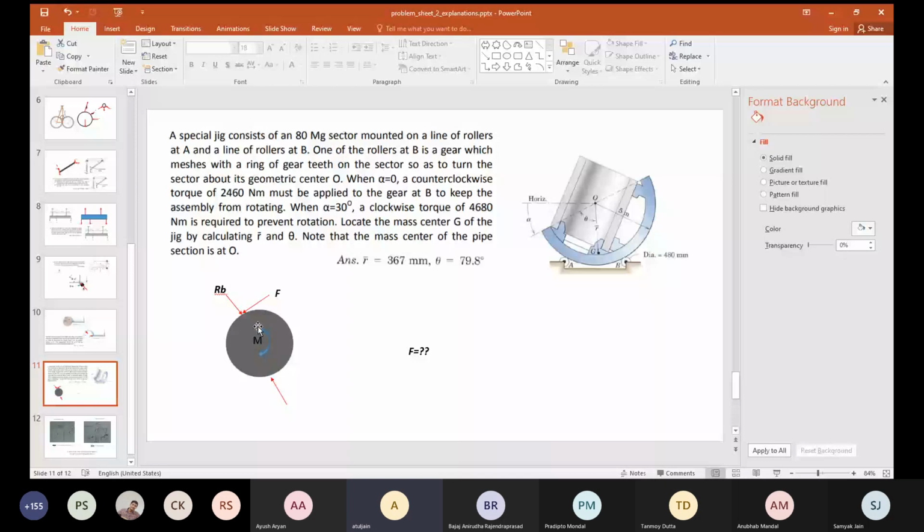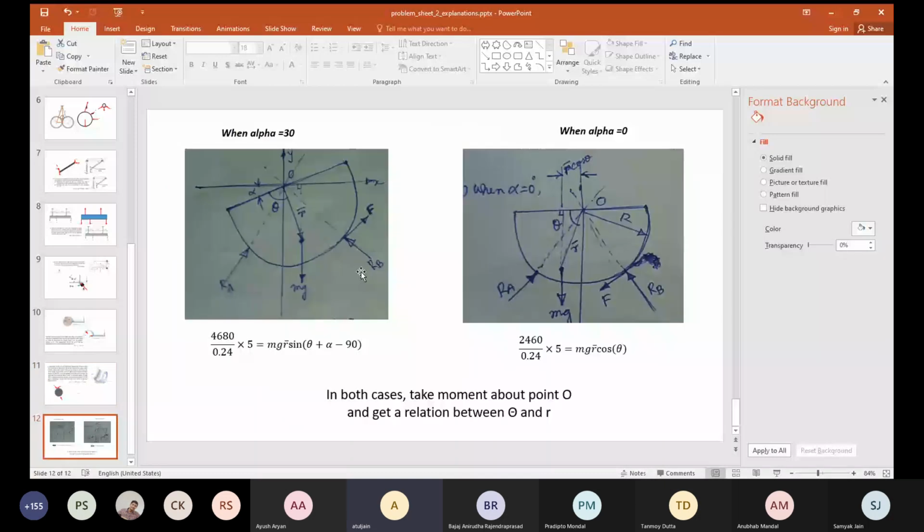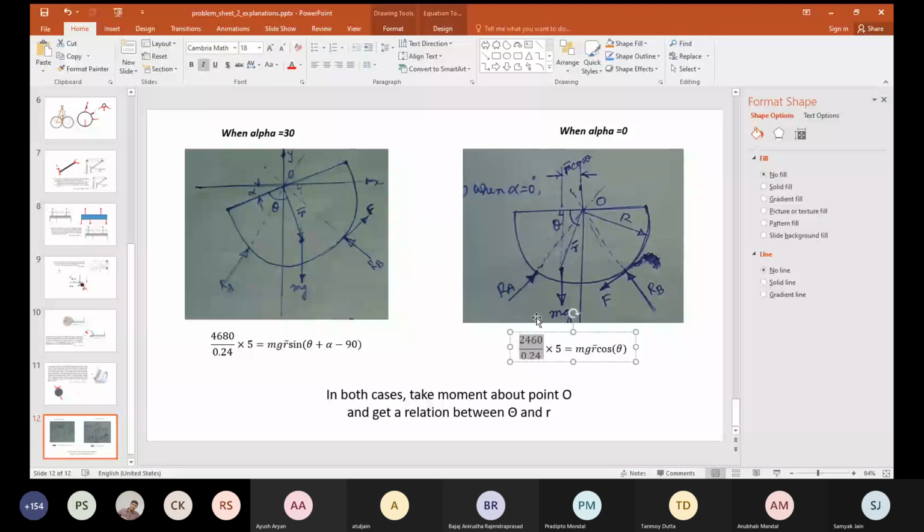Once you draw the free body diagram for when alpha is 0, take moment about point O. RA is passing through O, RB is passing through O. So you will get some relationship between F, which is 2460, which I got from my previous step, and mgr theta. Similarly, when alpha is 30 degrees, you get some relationship between F and mgr theta. Now you have two unknowns, one is r, the other is theta. You have two equations. You have to solve them. You will get the answer.